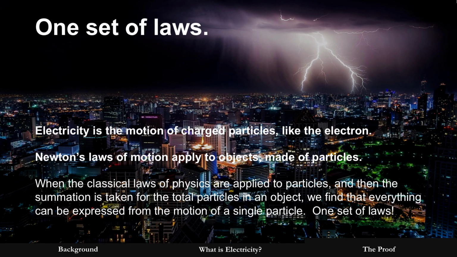Everything comes down to one set of laws. Electricity is the motion of charged particles, like the atom, like the electron. Newton's laws of motion apply to objects, which are made of particles. So when the classical laws of physics are applied to particles, and the summation is taken for the total particles in an object, we find that everything can be expressed from the motion of a single particle. One set of laws. That's cool.